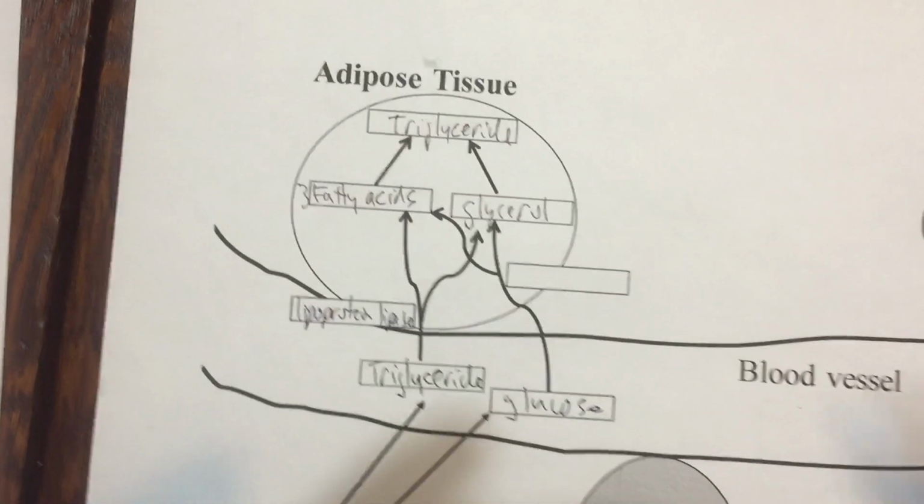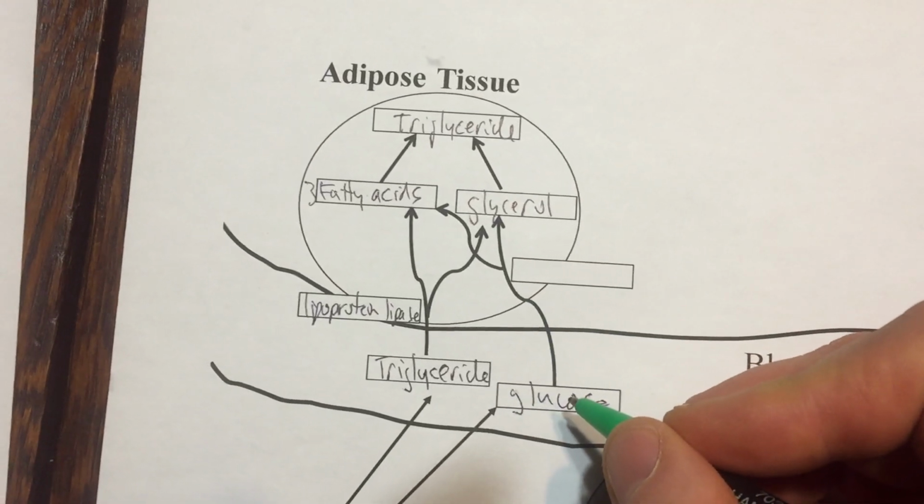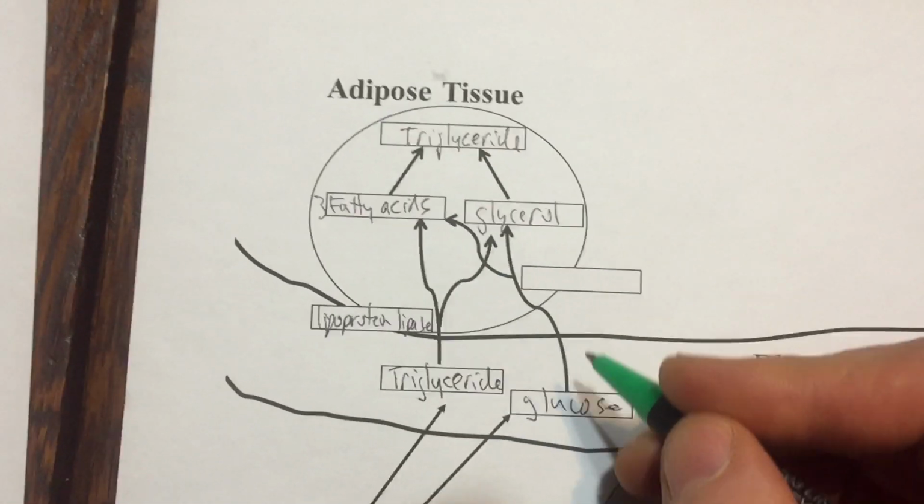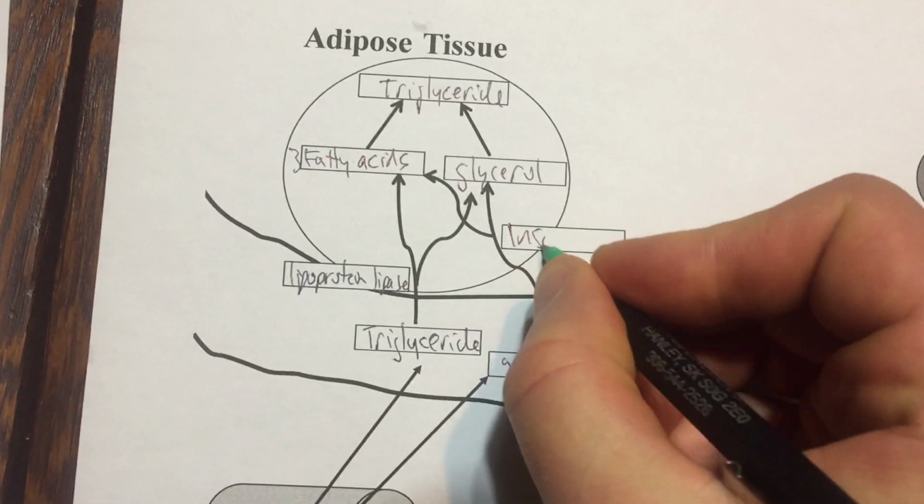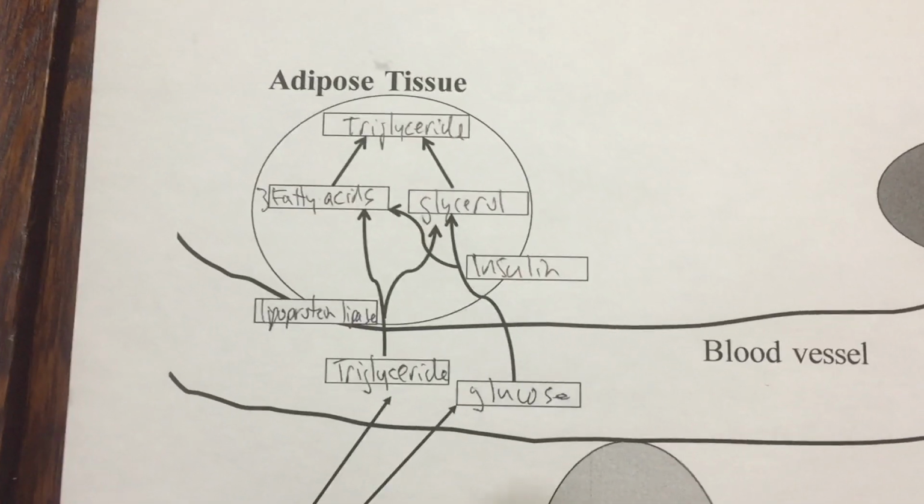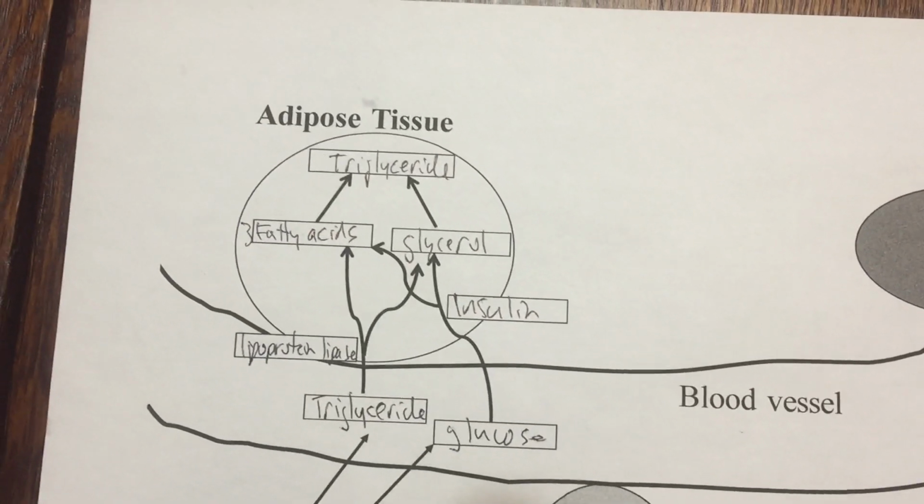So the one thing that is missing here is the hormone that helps to get glucose into adipose tissue and then convert it to glycerol. That hormone is insulin. So insulin is good at packing things away. In this case, it's packing away glucose into adipose tissue to help to form that triglyceride.